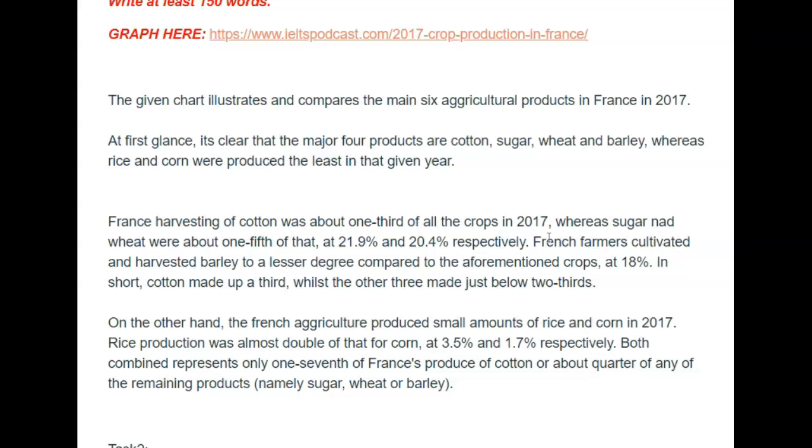I think that works. French farmers cultivated and harvested barley to a lesser degree compared to the aforementioned crops at 18%. In short, cotton made up 1/3, whilst the other 3 made up. You said made up already, though. Made up and made up. You could have said comprised, maybe, just below 2/3. Okay, just below 2/3. Yeah, I guess that's true, isn't it? Okay, fine.